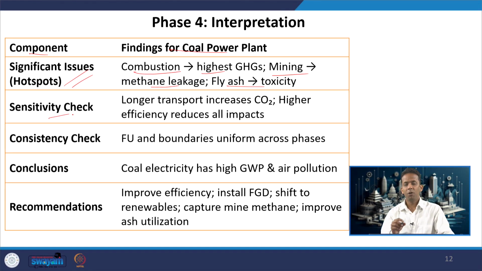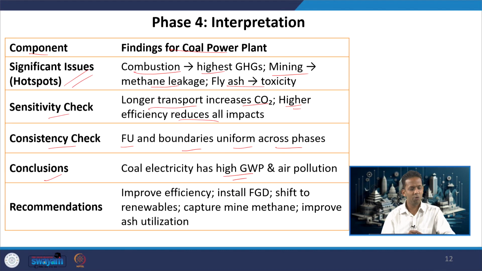Sensitivity check: for this case study, the distance was 500 kilometers, but if there is a longer transport, it will increase the amount of CO2 emissions. Hence, if we have higher efficiency on the combustion side or on the power plant side, we can reduce all the impacts. Consistency check: functional unit and boundaries uniform across phases. Yes, it was there.